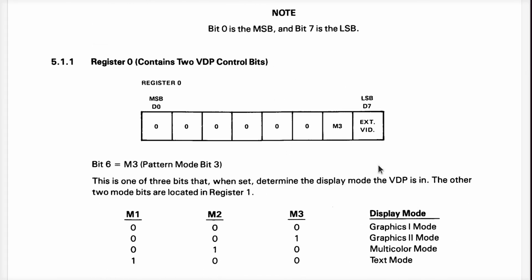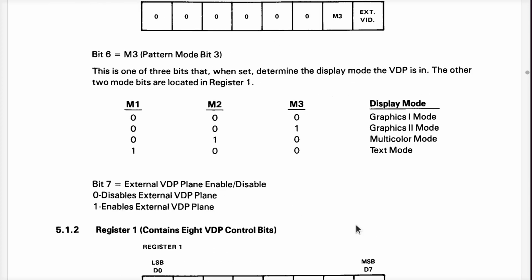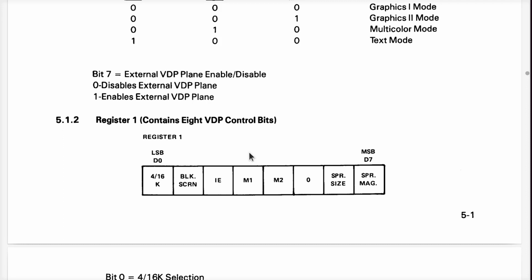We are going to choose graphics mode 1, so we need to set M1, 2, and 3 to 0. So this bit will be 0. We're not going to use the external video here, so we're going to disable the external plane. We talked about this one before.